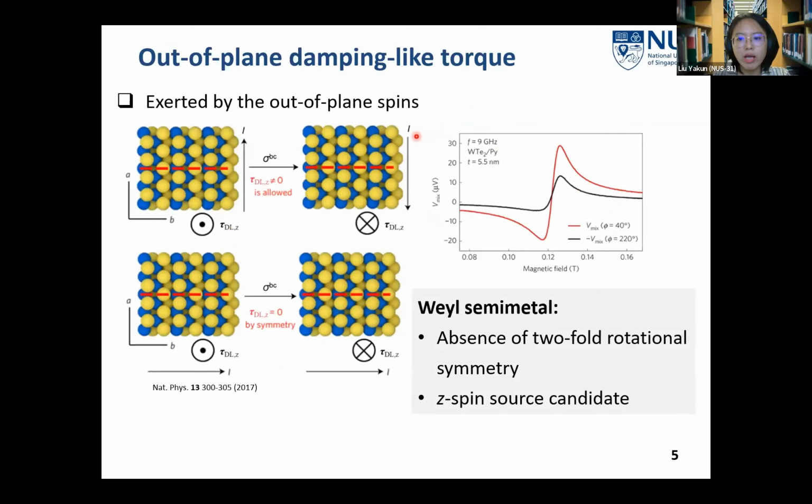So in practical application, the out-of-plane damping-like torque can be exerted by the out-of-plane spins, or we call them the Z spins. Methods like spin precession, magnetic spin Hall effect, and low symmetry materials have been proposed. Among them, using low symmetry materials, such as the Weyl semimetals, can be the easiest one. We can see that with the absence of twofold rotational symmetry, the Z spin can be generated and observed.